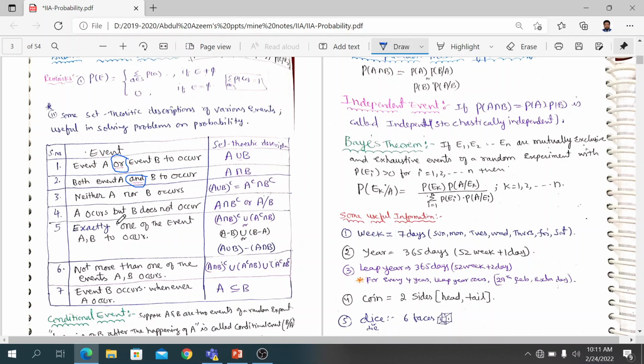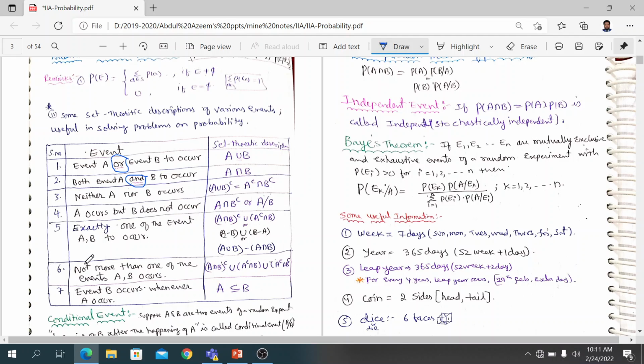Next, exactly one of the events A, B occurs, that is, we can use A intersection B complement union A complement intersection B, or (A minus B) union (B minus A), or (A union B) minus (A intersection B). All three definitions mean exactly one of the events occurs.